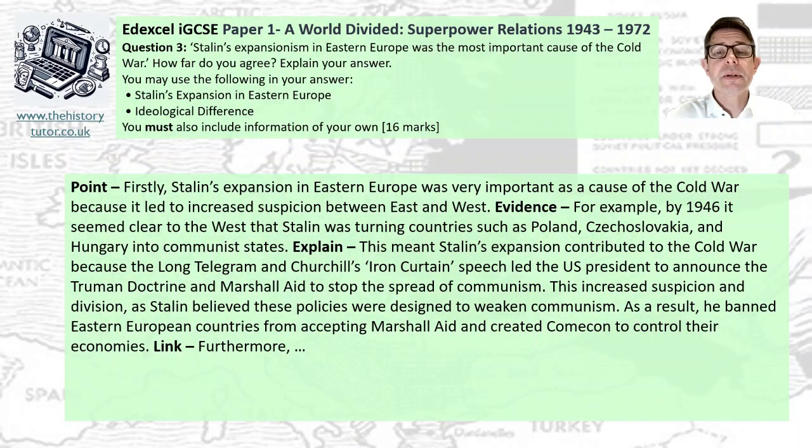Okay, so I've said this meant Stalin's expansion led to the Cold War because the long telegram and Churchill's Iron Curtain speech led to the US president announcing the Truman Doctrine and then Marshall aid to stop the spread of communism. This increased suspicion and division. Stalin felt this was to stop communism and therefore banned Eastern European countries from accepting Marshall aid and gave them Comecon to control their economies.